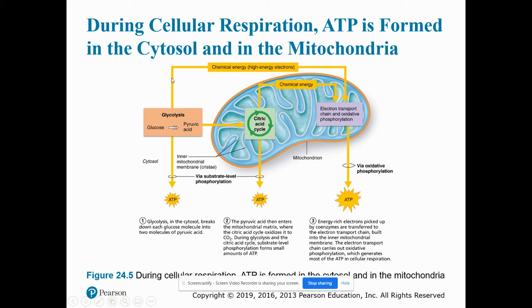Now, in addition, chemical energy is going to go from glycolysis and get sent via high energy electrons to the electron transport chain and oxidative phosphorylation from both glycolysis and the citric acid cycle. And then during this process, we are going to produce a bunch of ATP via oxidative phosphorylation.